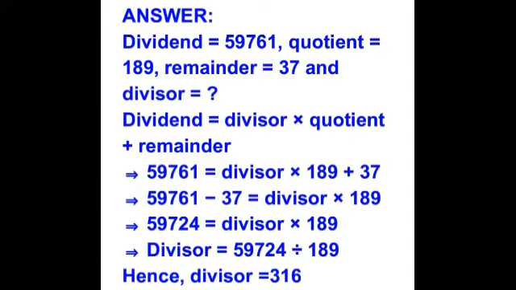When we put the numbers in the given division algorithm, first we have to subtract the remainder from the dividend. When we subtract the remainder from the dividend, we will get the answer 59,724, and it will be divided by 189. We will get the answer.